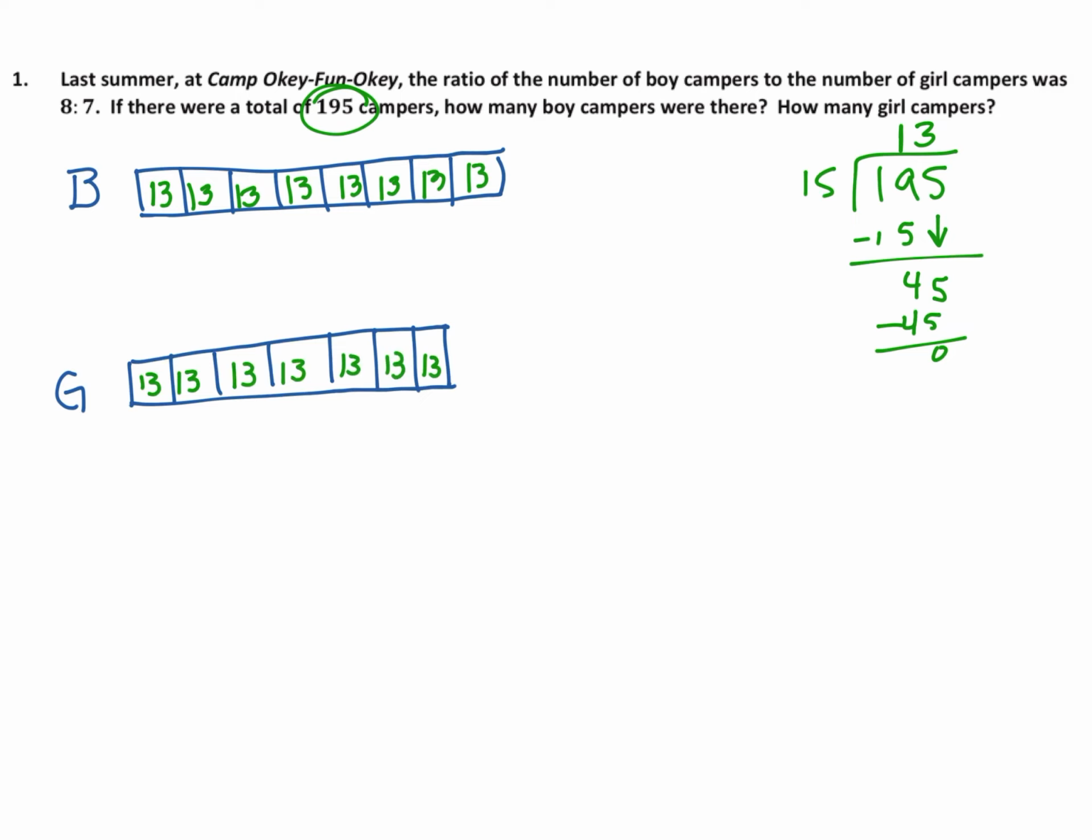Now we need to figure out how many boy campers there are. So we have 1, 2, 3, 4, 5, 6, 7, 8 sets of 13. 8 times 3 is 24. 8 times 1 is 8, plus 2 more makes 10.